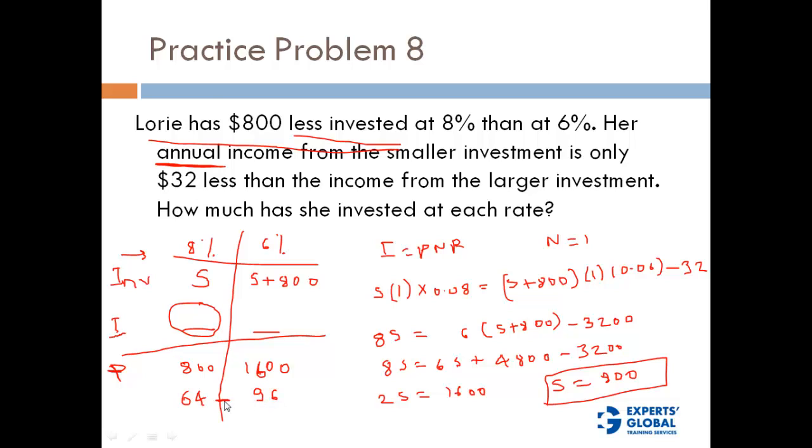What is the difference between the two? $32, right? And which one is smaller? The smaller investment is smaller. So all these numbers fit into this given scenario, and that is why our answer is correct. And the answer is the smaller investment is 800 and the bigger investment is $1600.